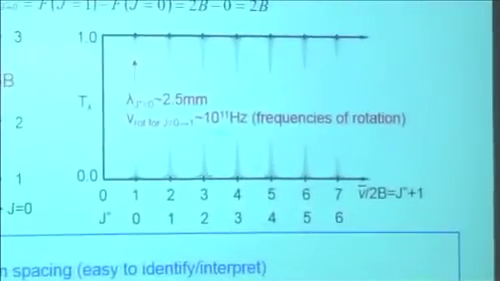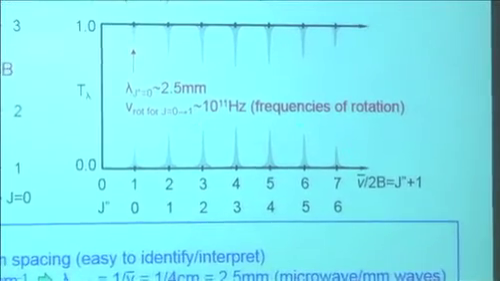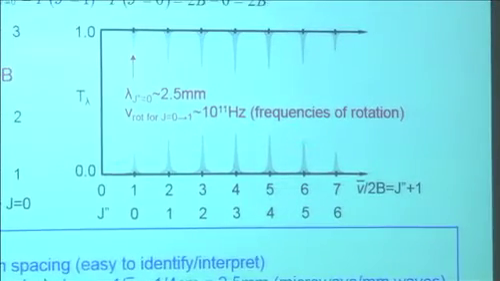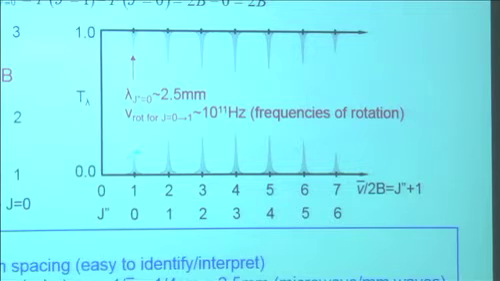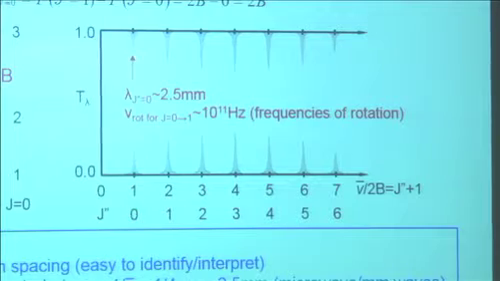Now, look at how the strength of these lines varies. This down here would be the absorbance, or approximately 1 minus T. Why is this one stronger than this one? They're not all equal in strength. Do we have the same number of molecules in J of 3 as we have in 0?